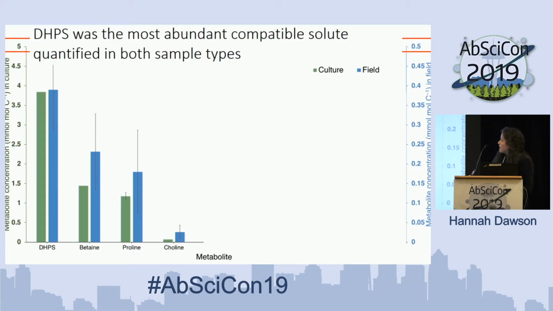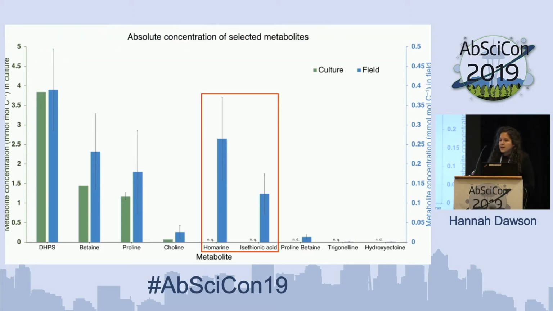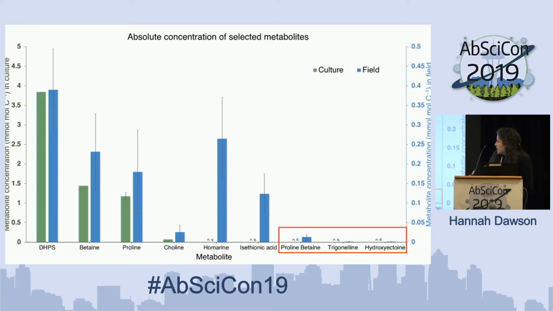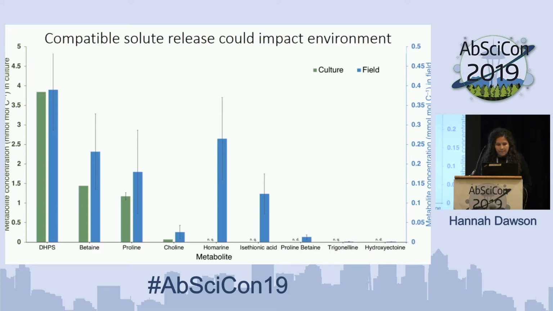But overall, we saw that DHPS was the most abundant of the compatible solutes we quantified in both sample types, with betaine and proline scaling down in a similar pattern from that. But there were also a number of compatible solute candidates that were in relatively high concentrations in the field, like homarine and isethionic acid, that were not found in high levels within our culture samples. And another group of compatible solute candidates that were strictly unique to the field, not detected at all in our cultures, but at relatively low concentrations, hinting at some interesting possible species-specific differences in compatible solute use.